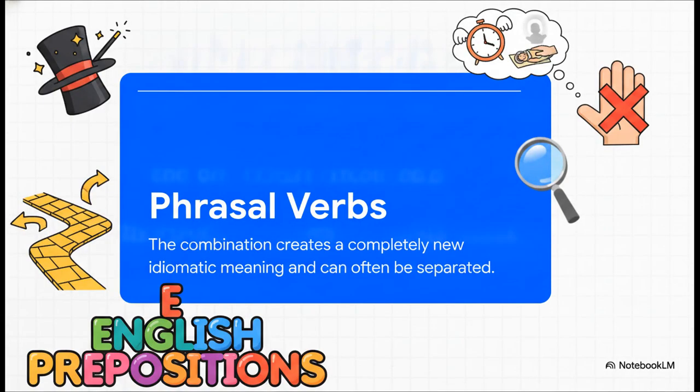But phrasal verbs? Oh, these are total magic tricks. When you pair the verb and the preposition here, the meaning completely flips into something new. Passing away isn't about physically handing an object over. It means to die. Turning down isn't about spinning to look at the floor. It means to reject something. And the coolest part is, you can often split them apart, like saying, I'm going to turn his request down.